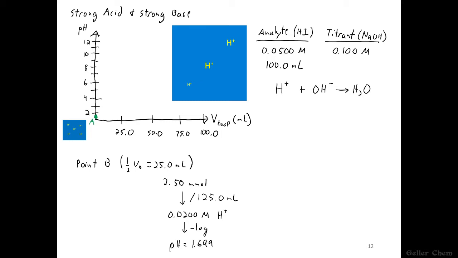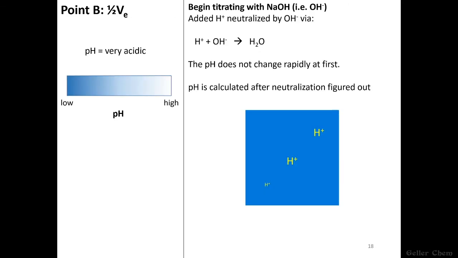Over at 25.0 mL, our pH has climbed some, but not very much at all, which agrees with what was on the slide before, that the pH does not change rapidly at this point. But it has gone up, which makes sense because we have lost some protons. And so that's point B.